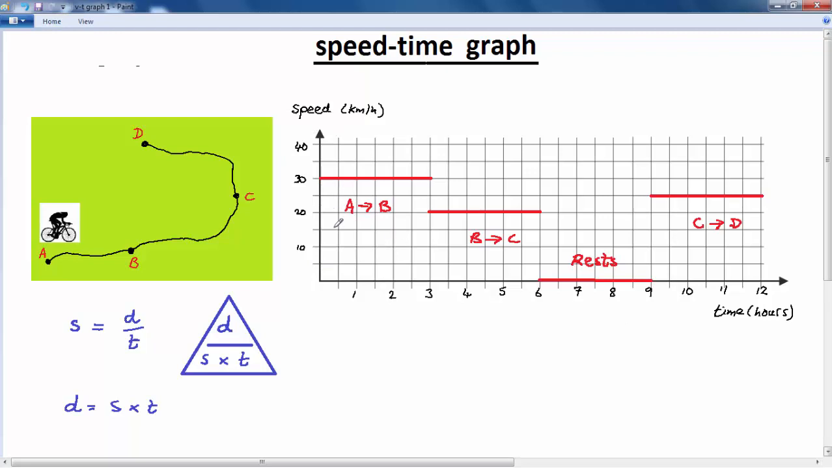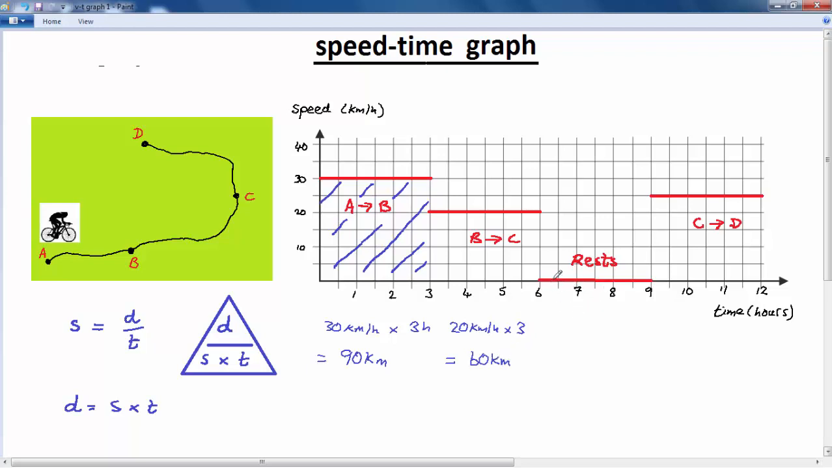So all we need to do to calculate the distance travelled in each stage is measure the area under the speed-time graph. So in this case, the area is 30 kilometers per hour times 3 hours, which is equal to 90 kilometers. In the next stage, it's 20 kilometers per hour times 3, which is equal to 60 kilometers.